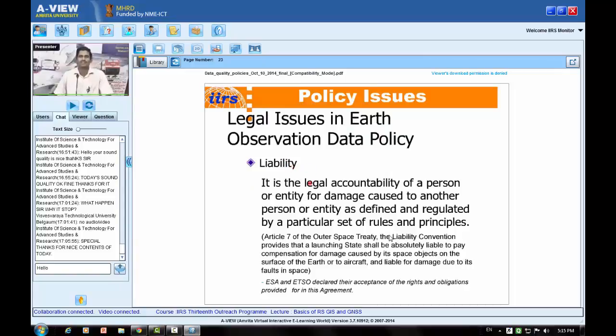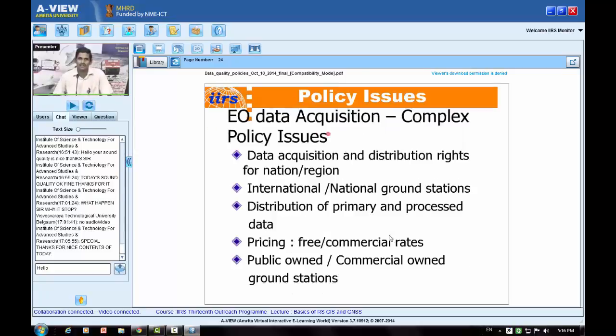Another is liability. Suppose I launch a rocket and it's supposed to go to space, but it landed in somebody's property. So what are the damages? That liability comes into the picture. So you are liable to pay the damages to the property where it has happened. So this comes under liability.